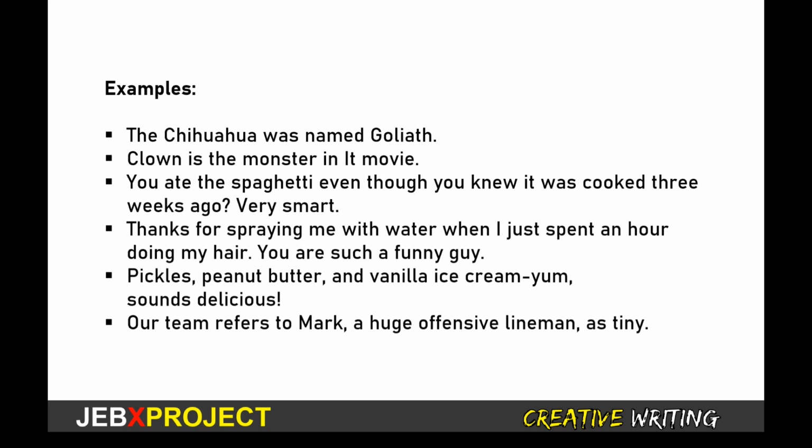Another example, you ate the spaghetti even though you knew it was cooked 3 weeks ago. Very smart. So you see, it's like an insult, it's like an irony. In the first part, it's like a criticism, no? Gina-criticize niya nga daw balaan mo na nga dugay na ginluto 3 weeks ago pa pero ginkaon mo gyapon, maalam. So it's like an irony, it's like an insult. Okay, so that is your antiphrases, guys.